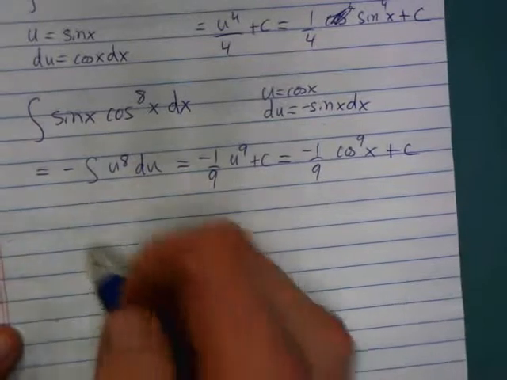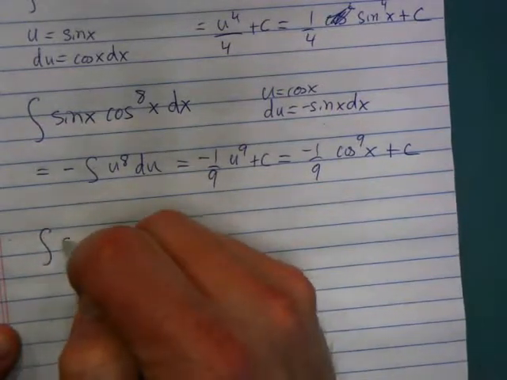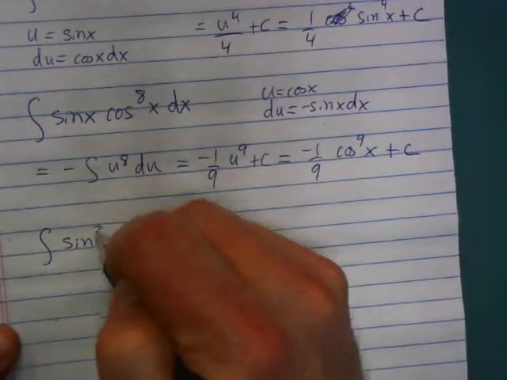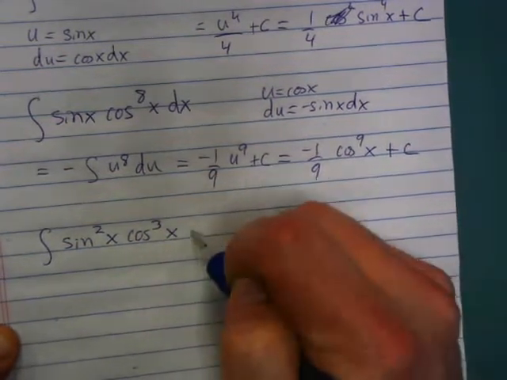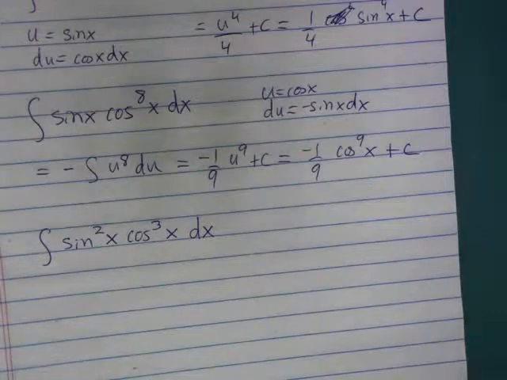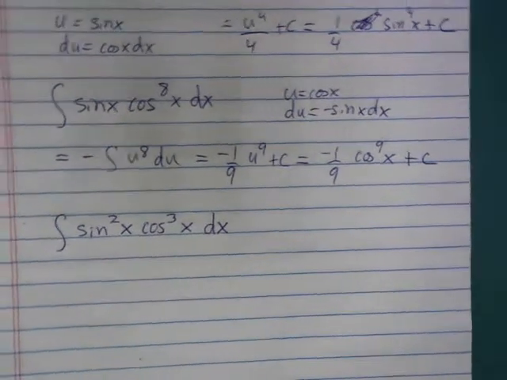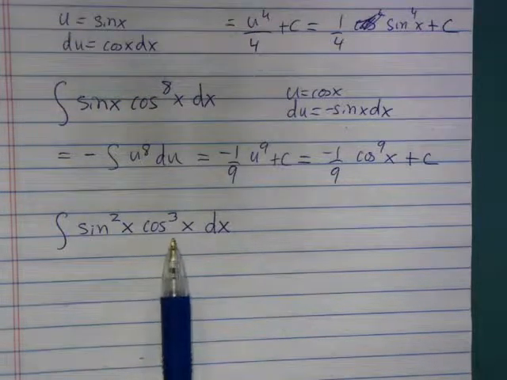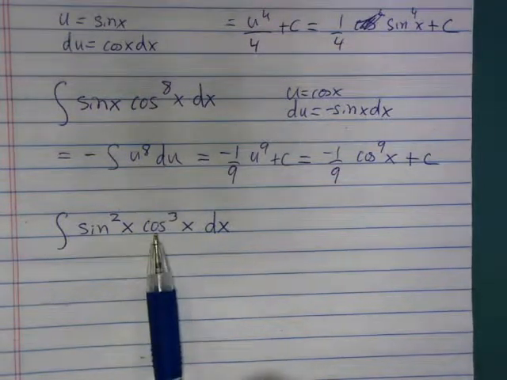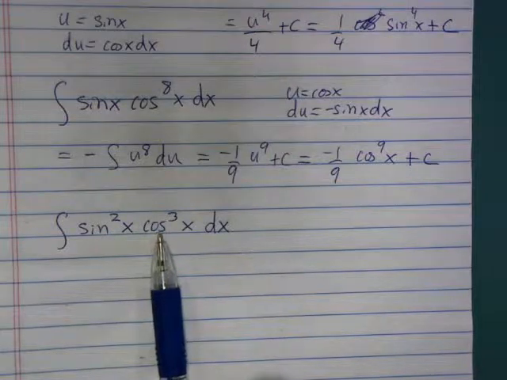So let's say I changed it slightly. Let's say I wrote it as the integral of sine squared x cosine cubed x dx. So unfortunately, I don't think u substitution works directly. I've had some people tell me, why don't you let u be cosine cubed? That doesn't quite work. Why not?